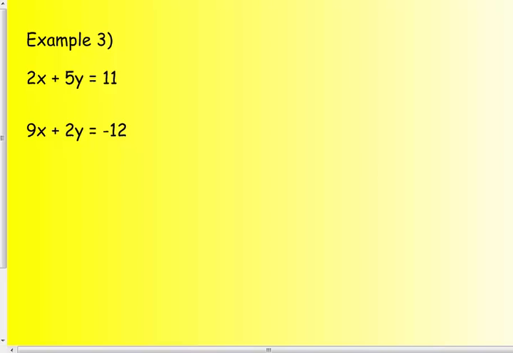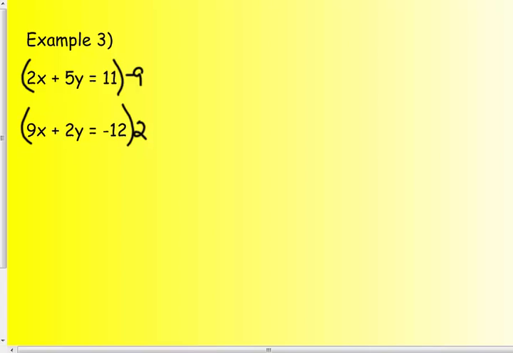Next page, example 3. 2x plus 5y equals 11, and 9x plus 2y equals -12. Oh, this one's a little tricky. Now, I think I'm going to get my x's to cancel. 9 and 2, well, I would have to multiply the first equation by, let's say, -9, and the second equation by 2.